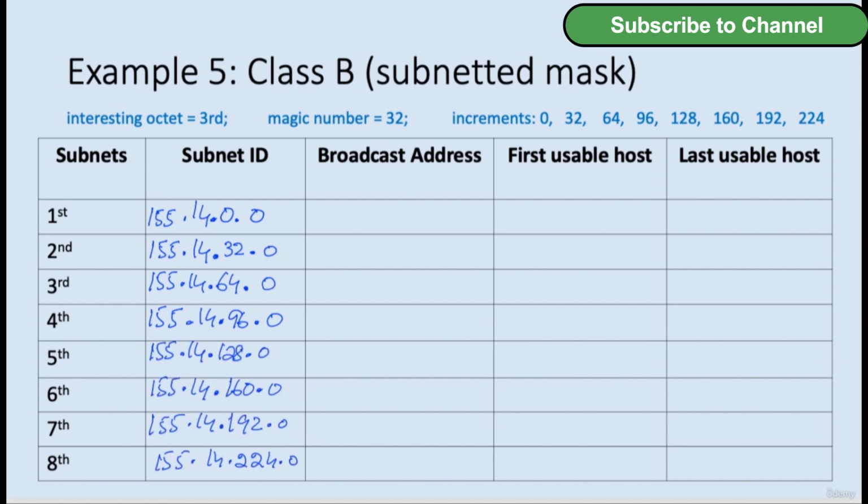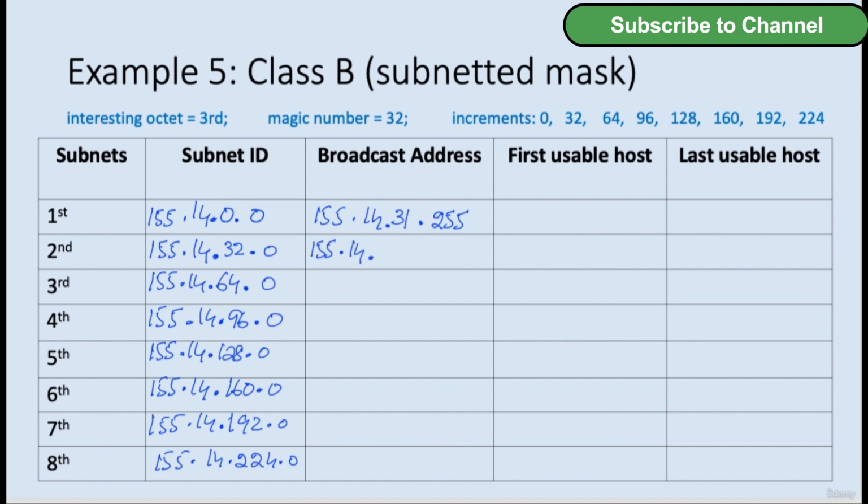Now we have to produce the broadcast addresses. For the broadcast addresses, we see the magic number. Magic number is 32. So for the broadcast, we will use the increment of 31. But where? In our subnet ID's interesting octet. Look, subnet ID is 155.14.0.0. The interesting octet is the third one. There I use the increment 31, and any octet present after the interesting octet will be 255.